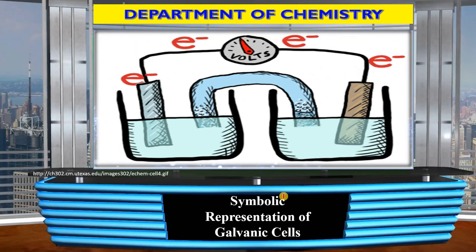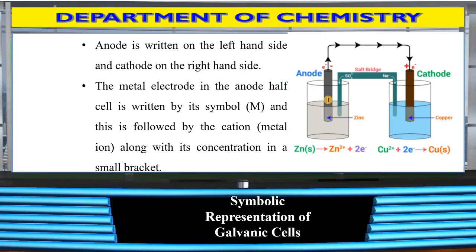Now, let's see how to represent a galvanic cell. The anode compartment is written on the left-hand side of the electrochemical cell, and the cathode is represented on the right-hand side. The metal electrode in the anode half cell is written by the symbol M, meaning the metal or electrode.